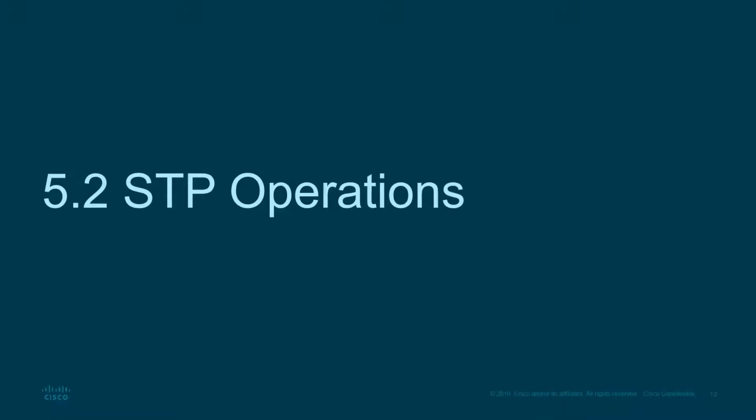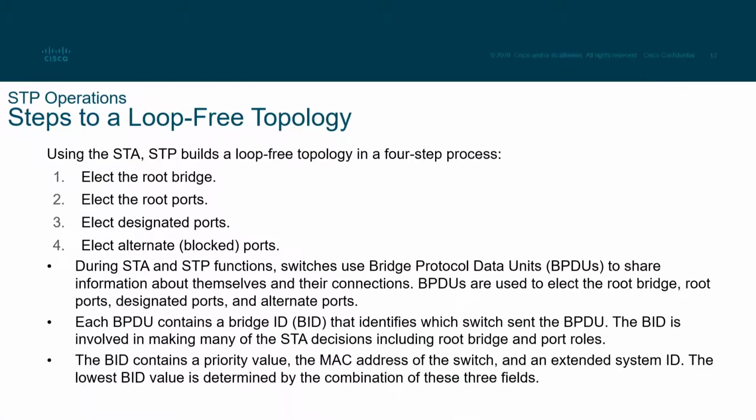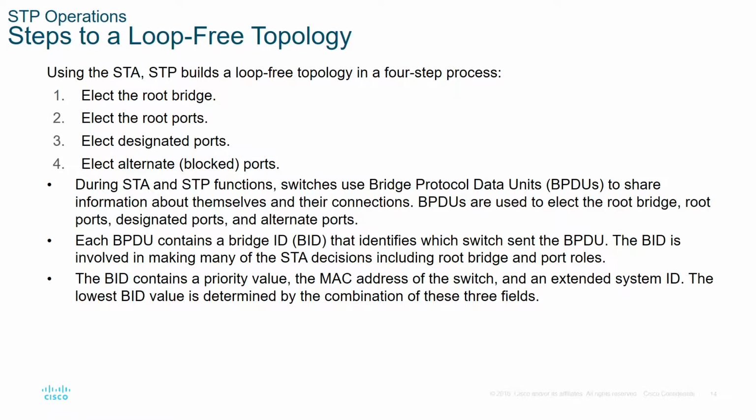So, spanning tree protocol operations. The steps to a loop-free topology. Using the spanning tree algorithm, spanning tree protocol builds a loop-free topology in a 4-step process. Step 1, it elects a root bridge. In step 2, it elects root ports. In step 3, it elects designated ports. And in step 4, it elects alternate blocked ports.